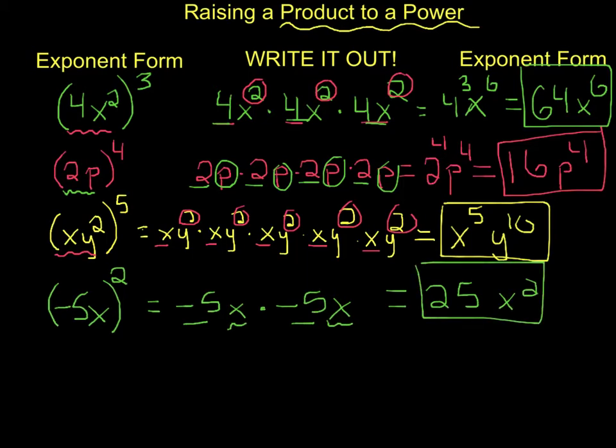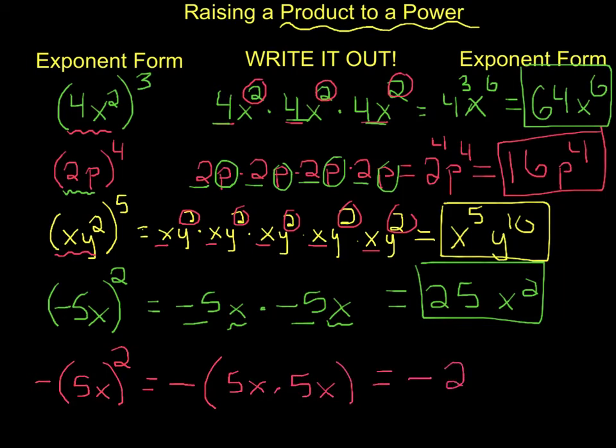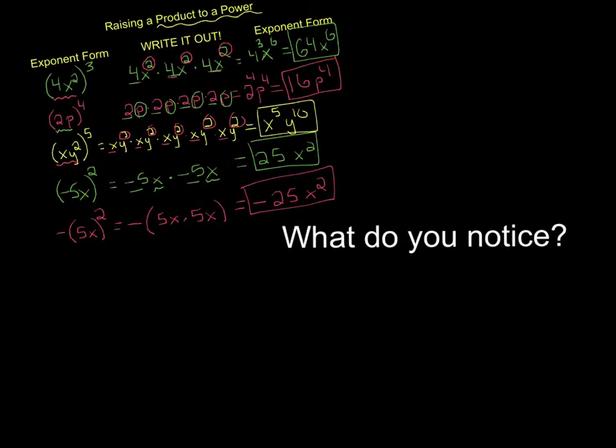And our last example, this time negative on the outside, and then 5x on the inside, and you square it. What this is really saying is, you have a negative sign, and then inside you're going to do 5x times 5x. So that means your final answer is negative. 5 times 5 is 25, x times x is x squared. So there you go, raising a product to a power.